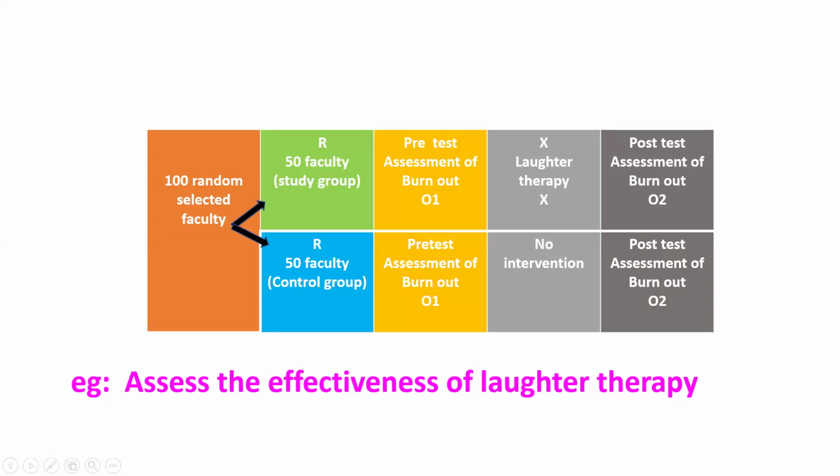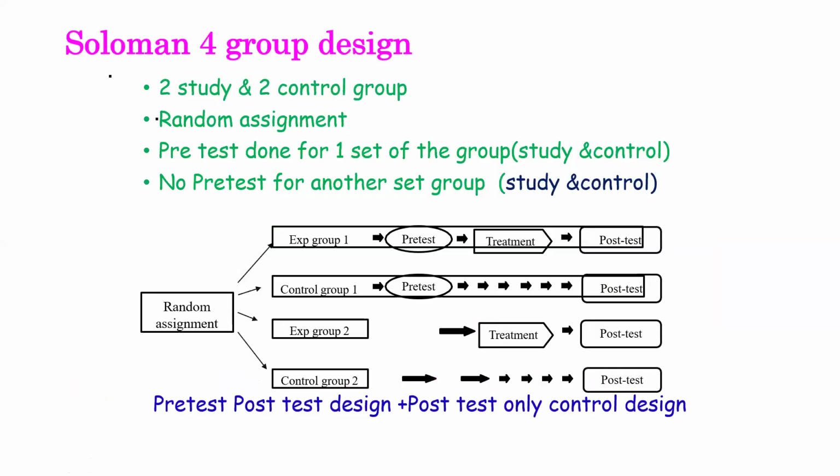And coming to the Solomon 4 group design, where you should have 2 study groups and 2 control groups. Random assignment should be there, of course. For any experimental design, random assignment should be there. And the pre-test is done for 1 set of groups, study and control group. Here you can see.